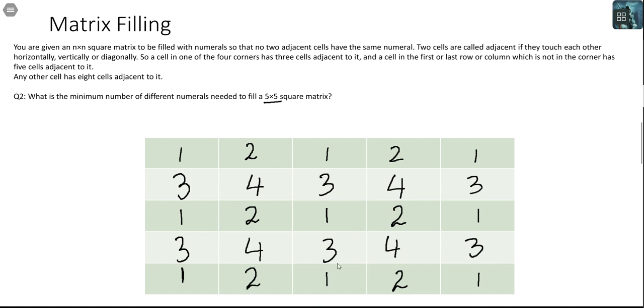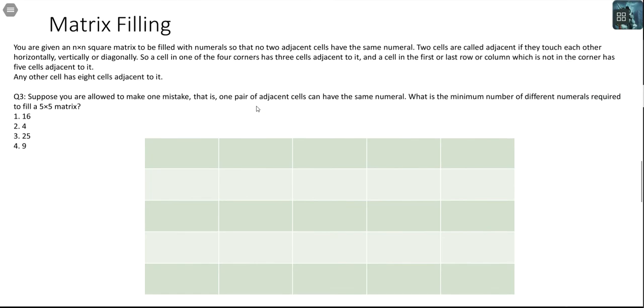And therefore, what is the minimum number of different numerals needed to fill a 5 by 5 square matrix? The answer will again be 4. It will not be any different.